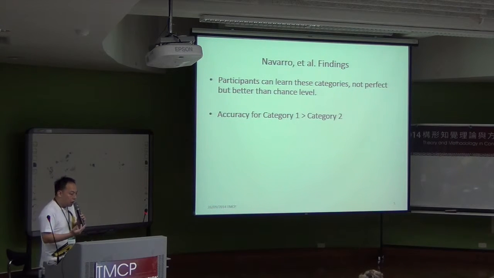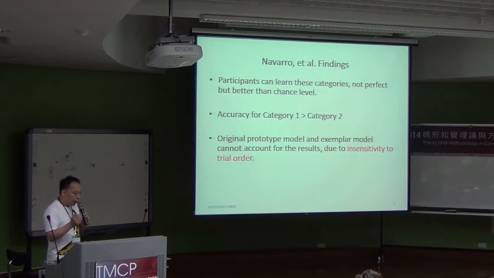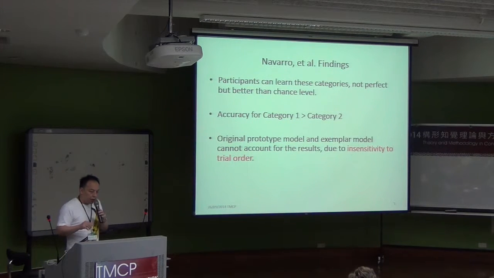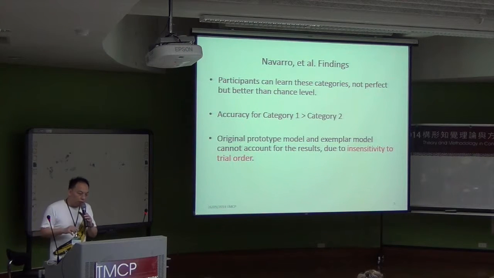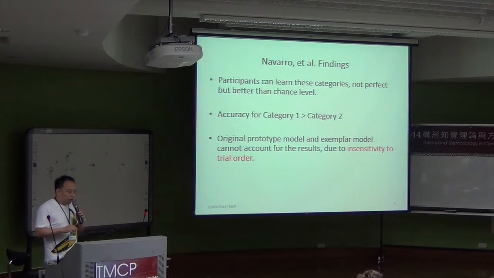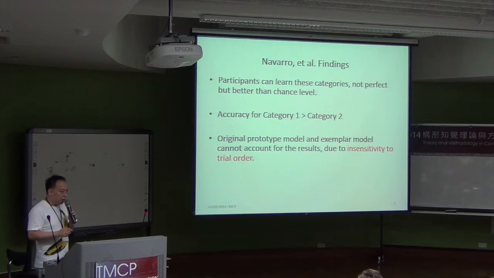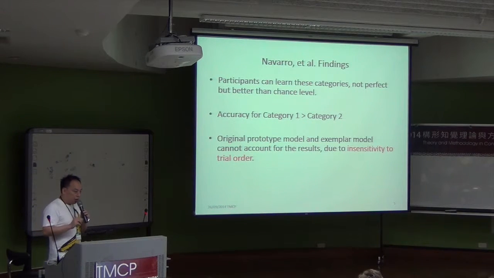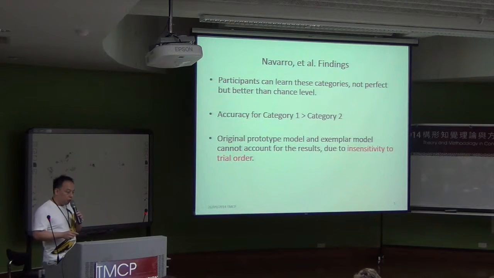So it's not easy to make a judgment here. All right, and they also fit the original prototype and sample models to their data, and they found that it doesn't work because these two types of models are insensitive to the trial order. They also made some changes to these two types of models to make them sensitive to the trial order, and then these two types of models can fit the data.